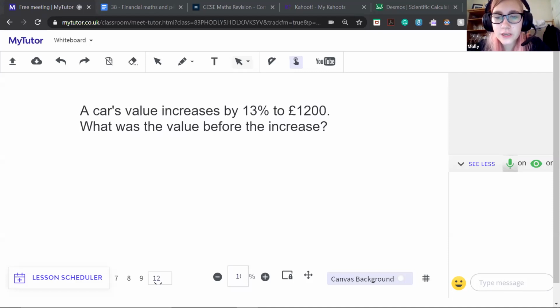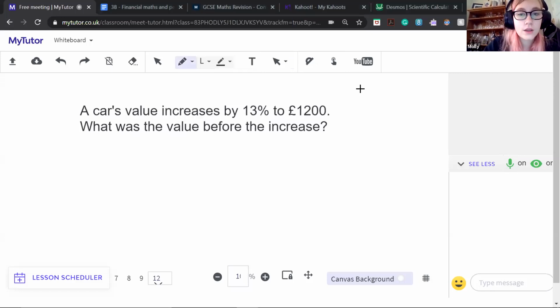So be careful. We don't want to increase this by 13%. That's not what the question's asking. It's asking what was the original amount that was then increased to give us this. So I'll go through it just so that we have time to go through that one last question.